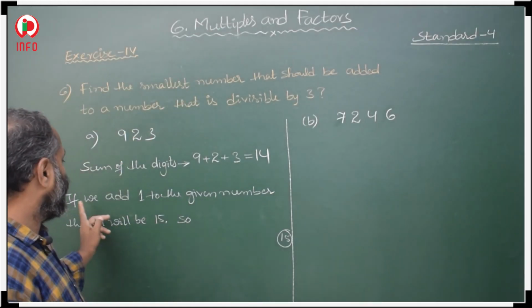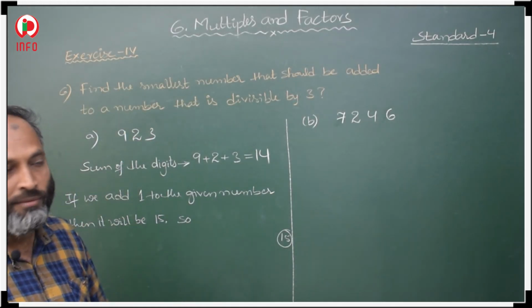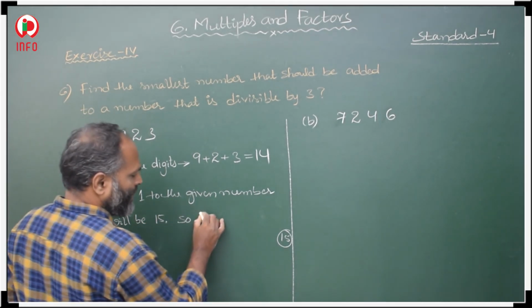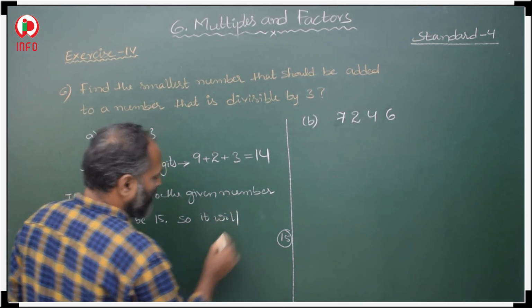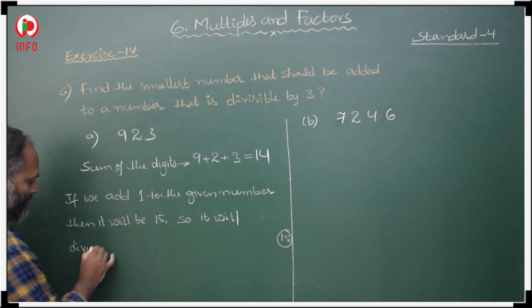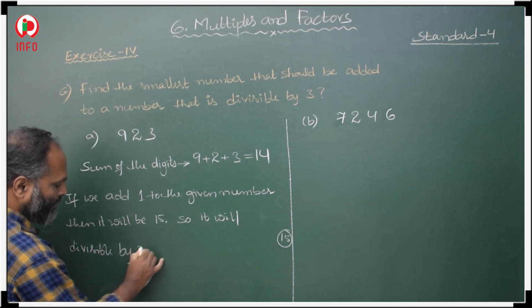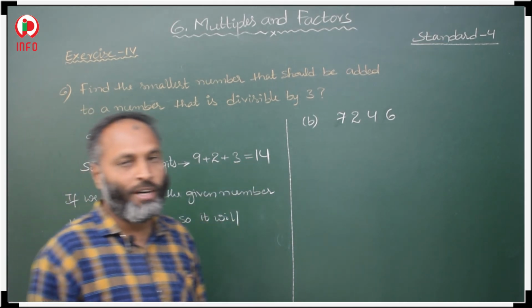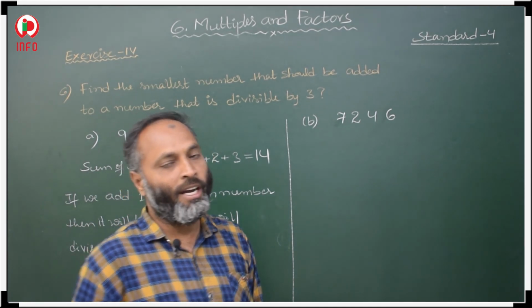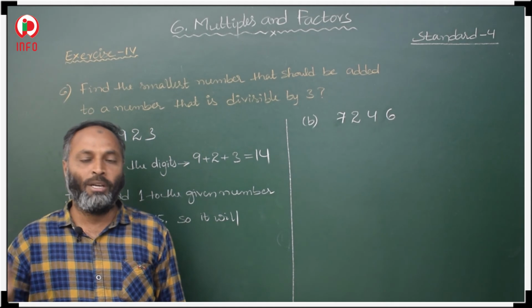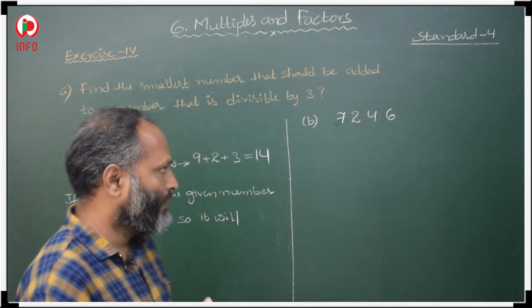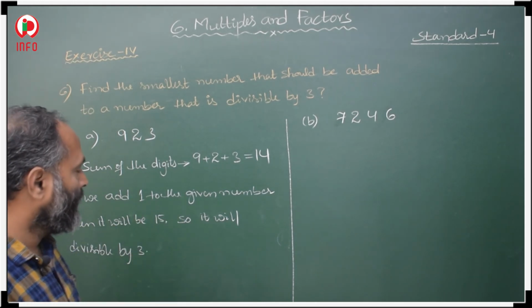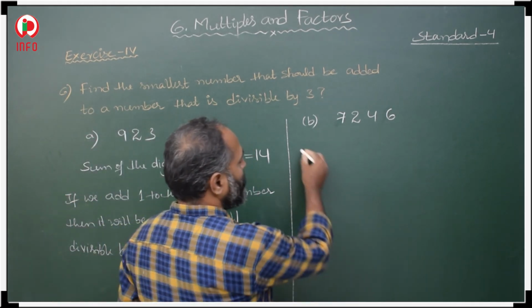Okay. So if we add 1 to the given number, then the sum will be 15, so it will be divisible by 3. So what do we have to add? 1 we have to add. Already 14 is there. 14 is not in the 3 table, but 15 is there. For getting 15, we have to add 1 more. So if we add 1 to the given number, it will be divisible by 3.